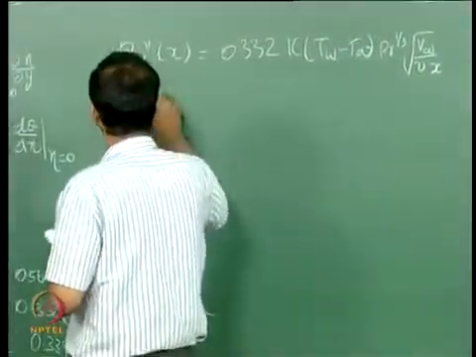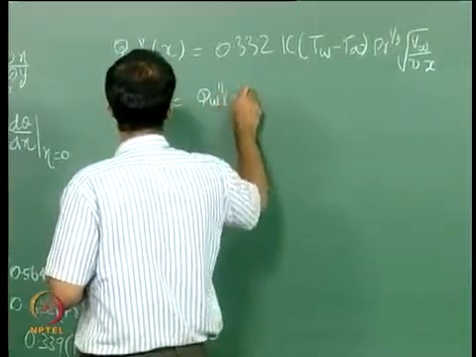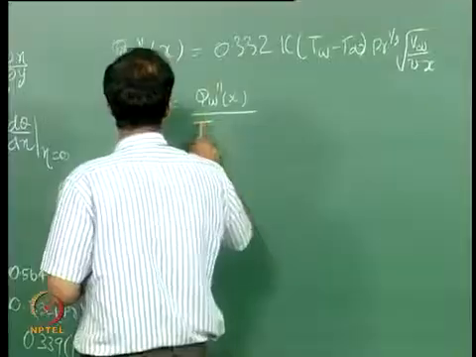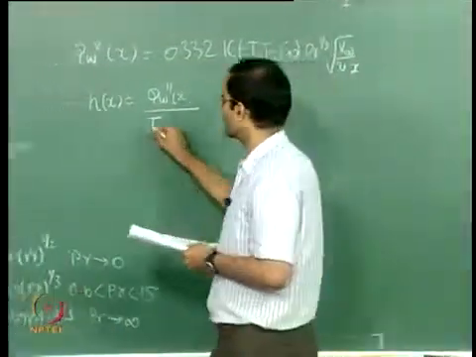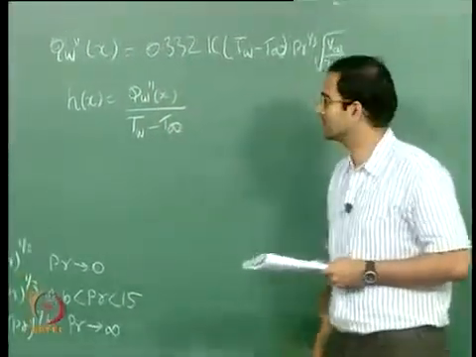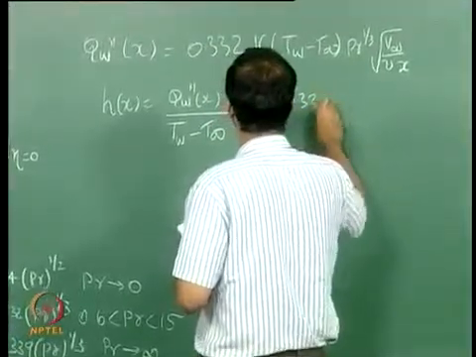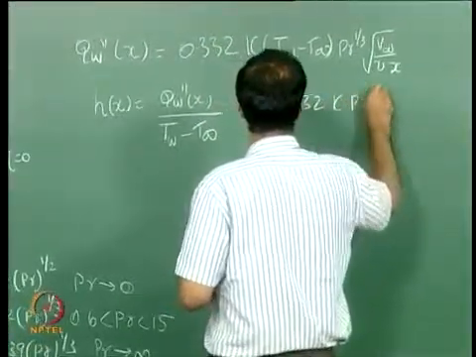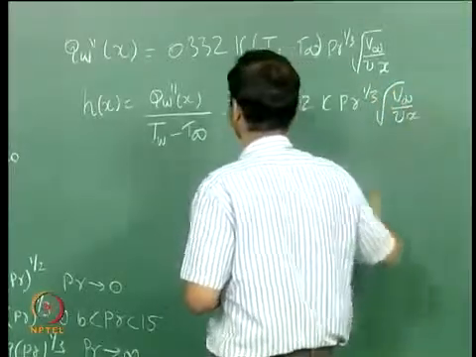Okay, so my heat transfer coefficient as a function of x will be your wall flux divided by, how do I define it, wall temperature minus reference temperature, which is my free stream temperature. Okay, so this will be 0.332 K Pr power half square root of u infinity.